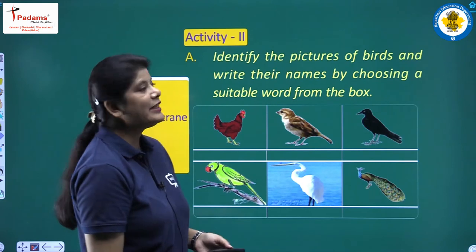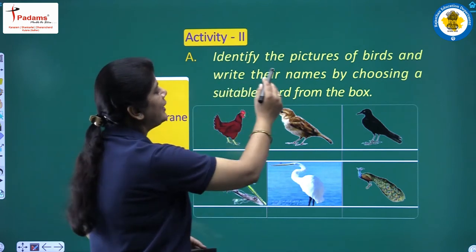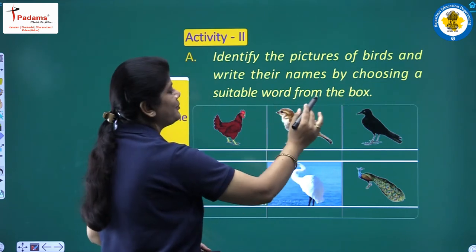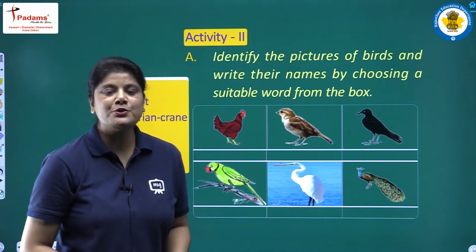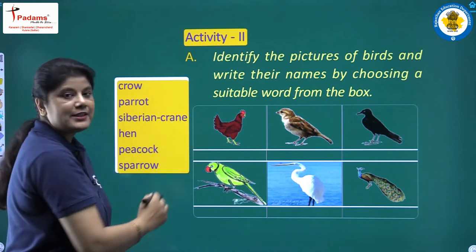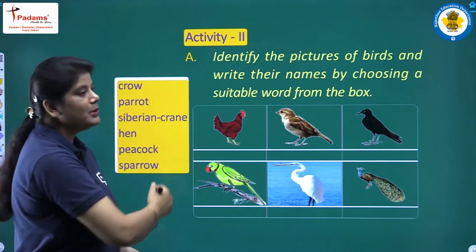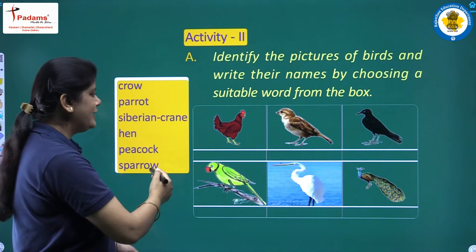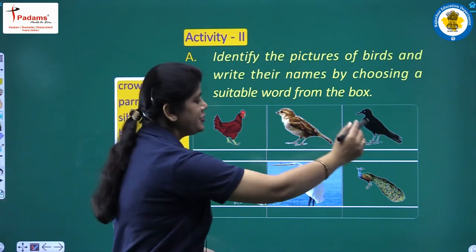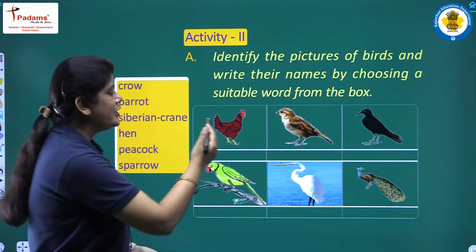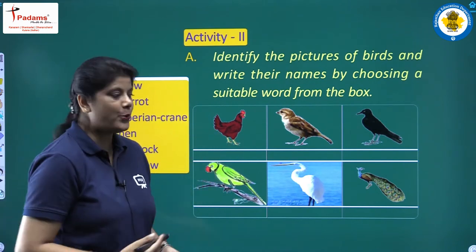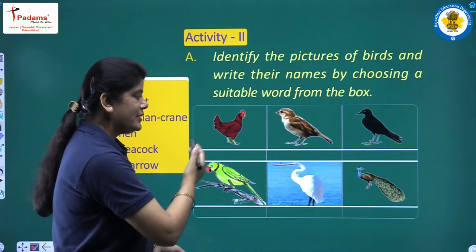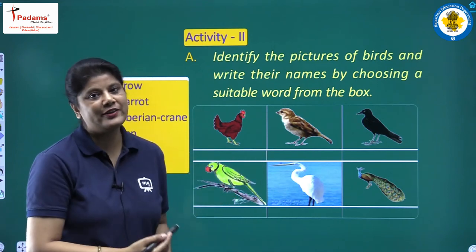Now Activity 2A. Identify the pictures of words and write their names by choosing a suitable word from the box. What you have to do? Kya karna hai aapko? This box is given and names of birds are also given. Crow, parrot, Siberian crane, hen, peacock and sparrow. In pictures mein se aapko identify karna hai ki ye picture kis bird ki hai and you have to write its name. Okay students, in box mein se birds ke name dekhiye aur in pictures ke niche write down kijiye.